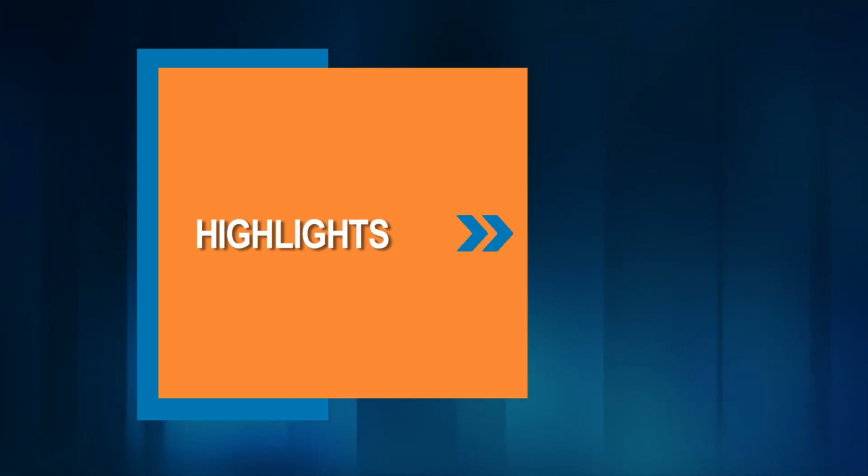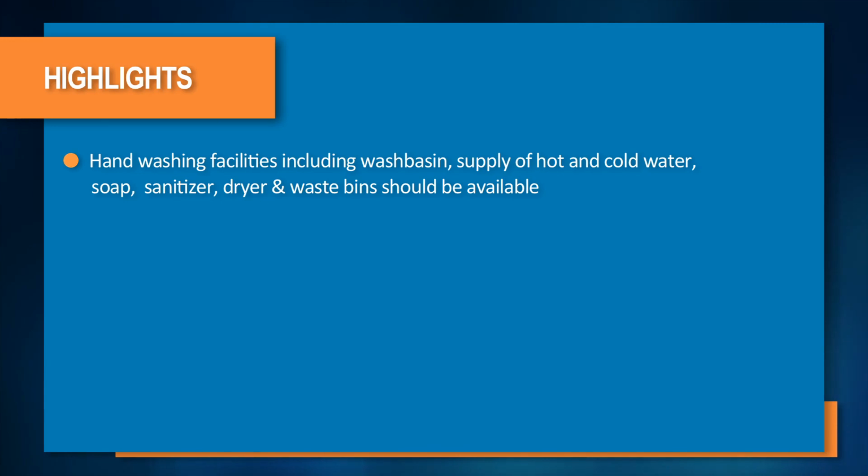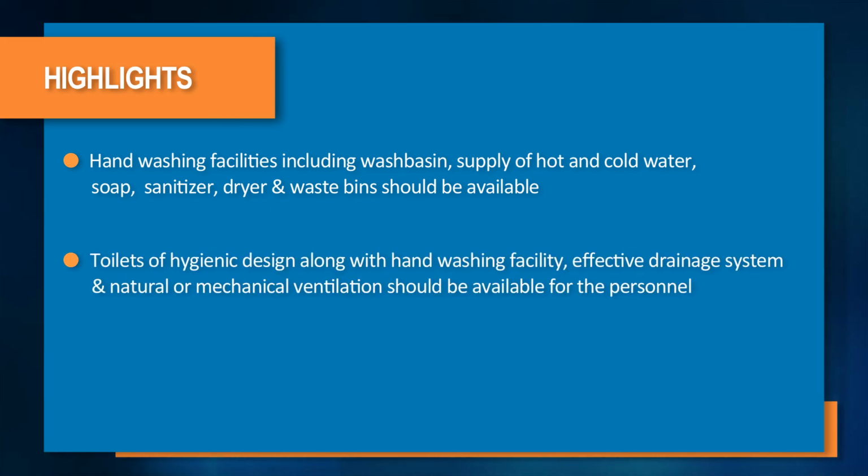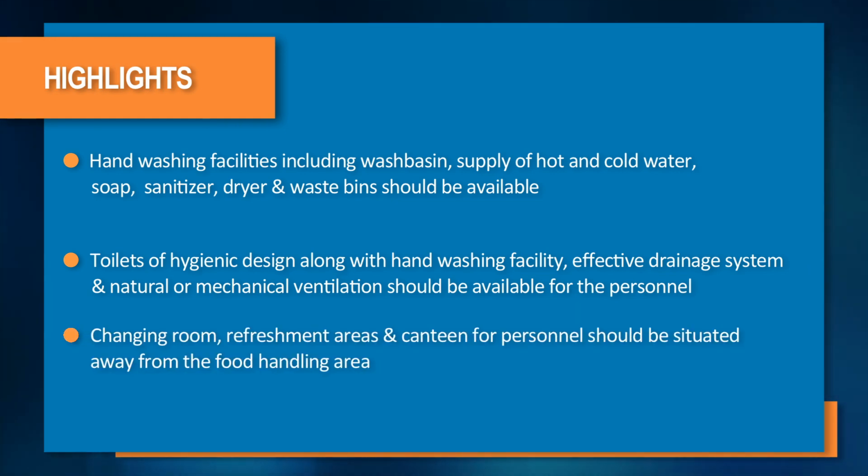The main points discussed in this video are: hand washing facilities including wash basin, supply of hot and cold water, soap, sanitizer, dryer and waste bins should be available. Toilets of hygienic design along with hand washing facility, effective drainage system and natural or mechanical ventilation should be available for the personnel. Changing room, refreshment areas and canteen for personnel should be situated away from the food handling area.